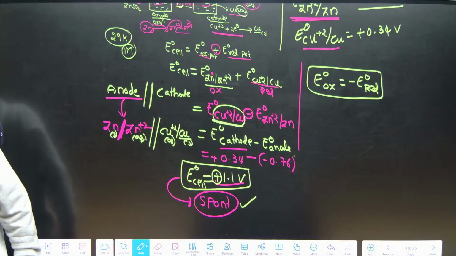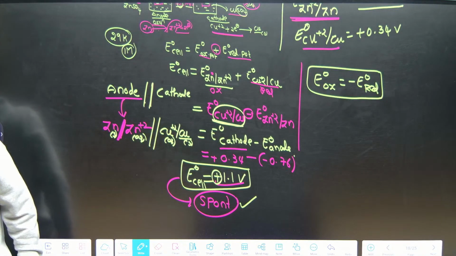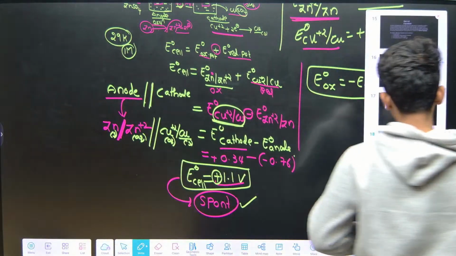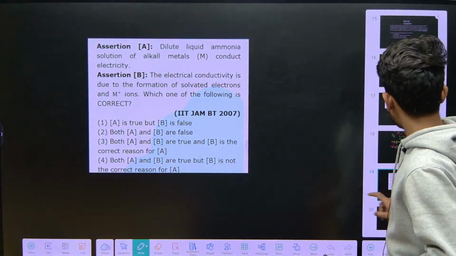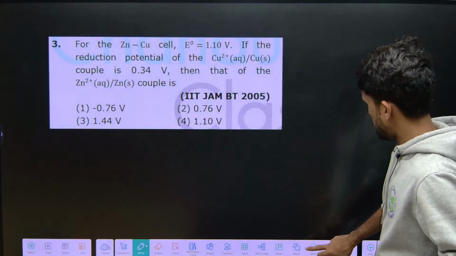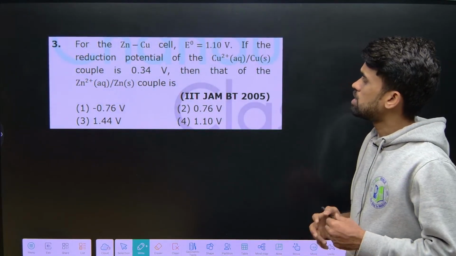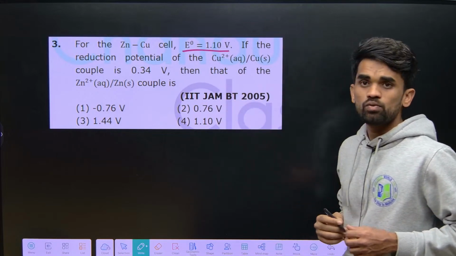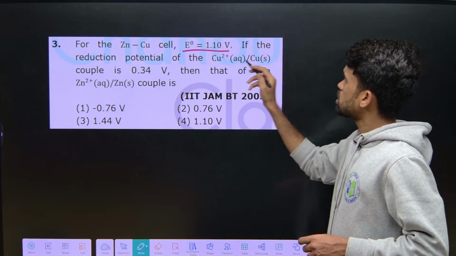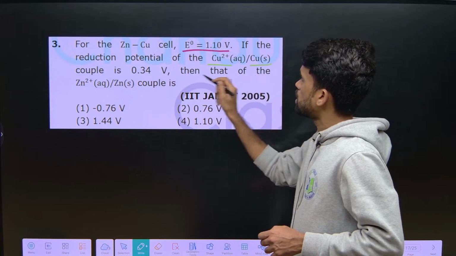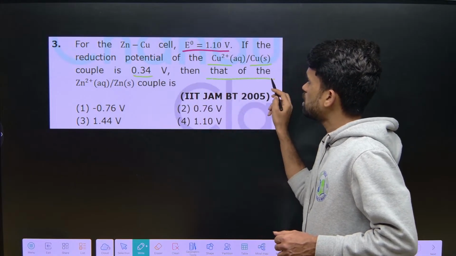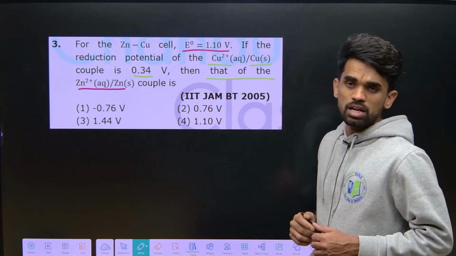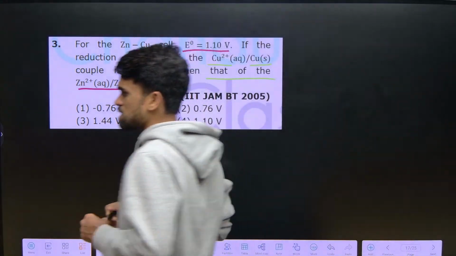Now based on this discussion, I will be showing you some questions. Look at here, from the previous discussion itself. Look at what they are saying. For the zinc copper cell, E naught of cell is 1.1 volt. If the reduction potential of Cu+2 to Cu is this much, then what will be the reduction potential for Zn+2 to Zn? Very easy guys, what I told you.